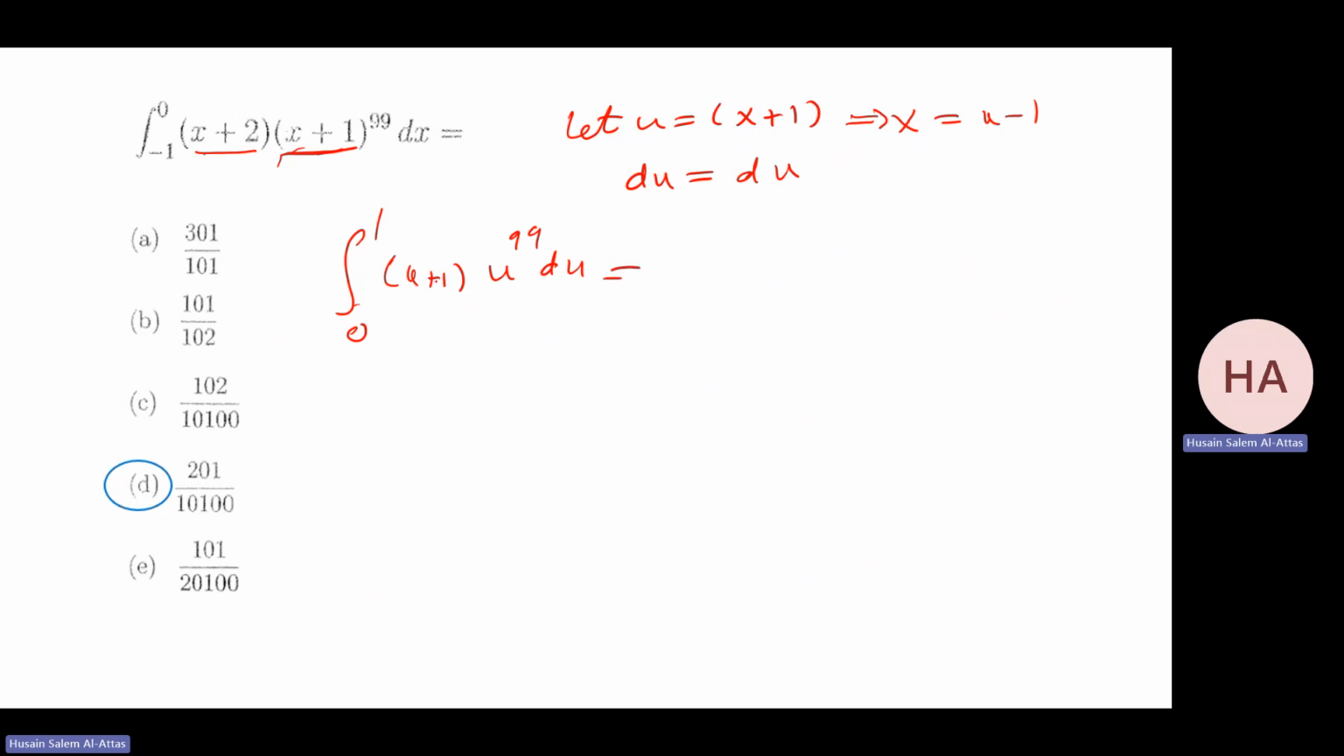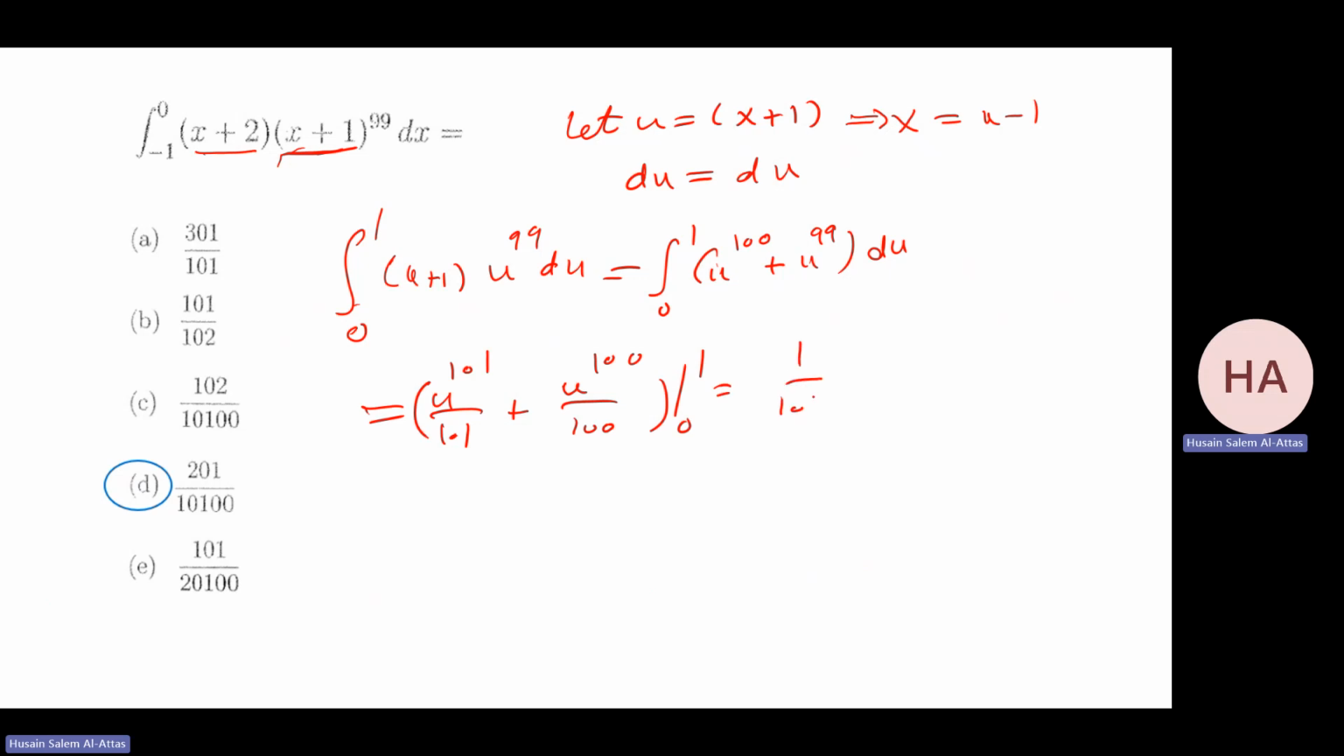Now I can control them. I can do the product. 0 to 1, u to the power 100 plus u to the power 99 du. Do the integration. That will be u to the power 101 over 101 plus u to the power 100 over 100 from 0 to 1. So I need the 1 only. 1 over 101 plus 1 over 100. That will be what? 201 over 10100.